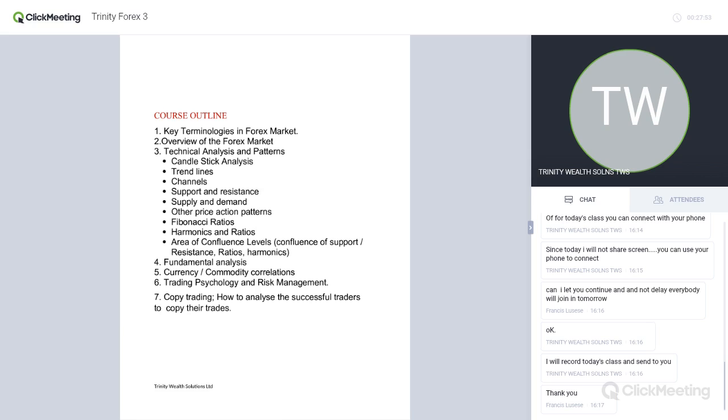We're going to start with the key terminologies in Forex market. You'll notice at times we use terminologies, and it's good to understand what each terminology means for you to be able to follow any kind of analysis or anything read about Forex. When you see those terminologies, you need to understand what they mean, what they stand for, for your ease of interpretation. Then after you do that, you go to an overview of the Forex market, basically just an introduction to know what it's all about when you talk about Forex market.